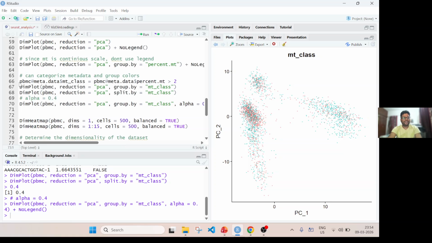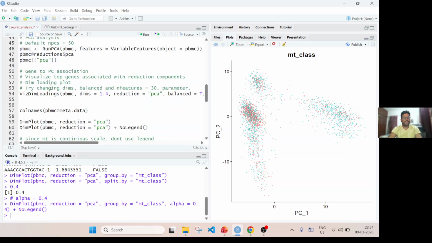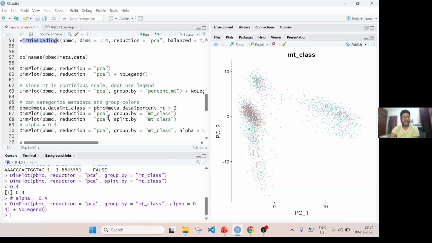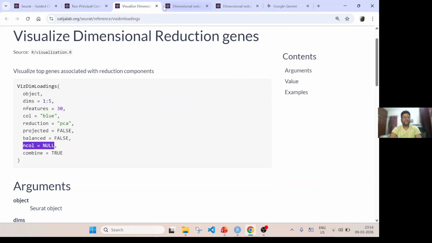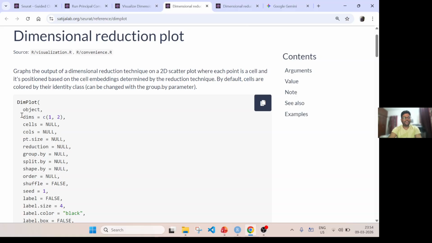Okay, so this is one plot. We saw this visualization of loadings, where we see the gene to PC correlation, and here we can see between 1 and 2, 2 and 3, how the clustering goes. And yeah, the dimension plot. Here you can also choose which dimensions you want.